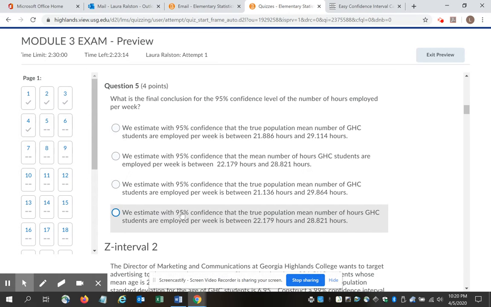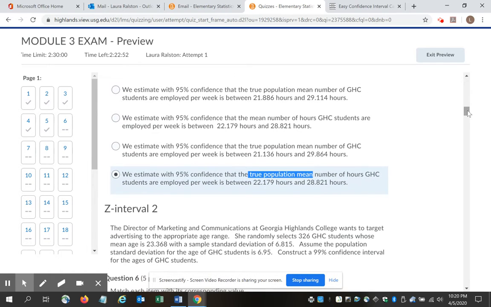Okay, so the other thing, and there's two of those that have those numbers. Guys, the other phrase, and I remember emphasizing this in one of the lessons that we talked about since we resumed class, is that you have to have the phrase true population mean in the statement of your final conclusion. So the answer here would be the last one. We estimate with 95% confidence that the true population mean number of hours GHC students are employed per week is 22.179 hours and 28.821 hours.